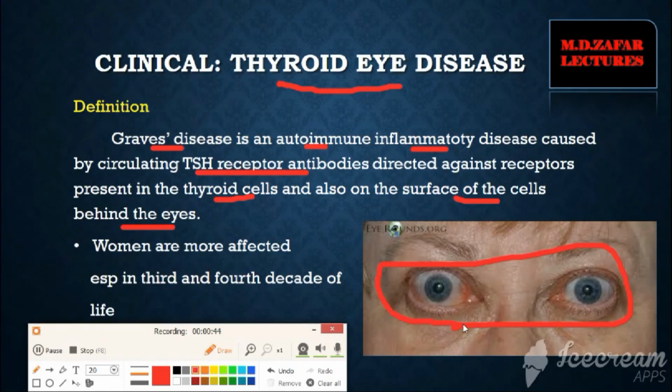In this, the eyes are bulged outward, as you could see the bulging over here, and there is this upper eyelid retraction backwards and upwards, and there will be less amount of blinking. There will be other features of hyperthyroidism, which we'll be talking about later on. Now, this occurs more in women, especially in their third and fourth decade of life.